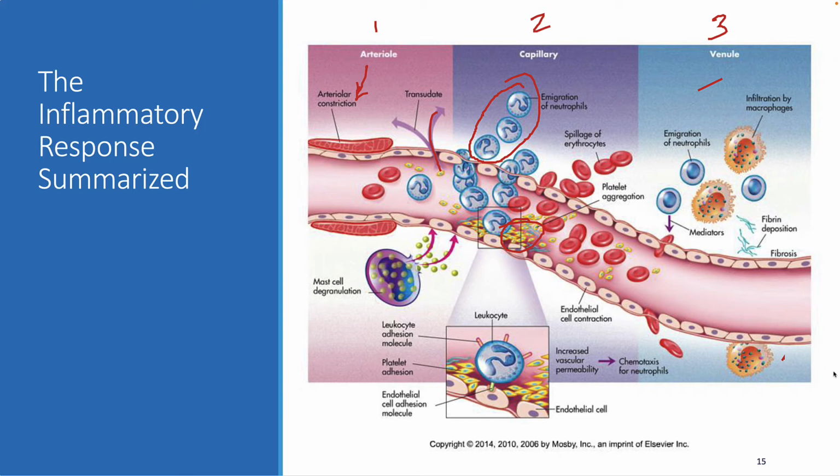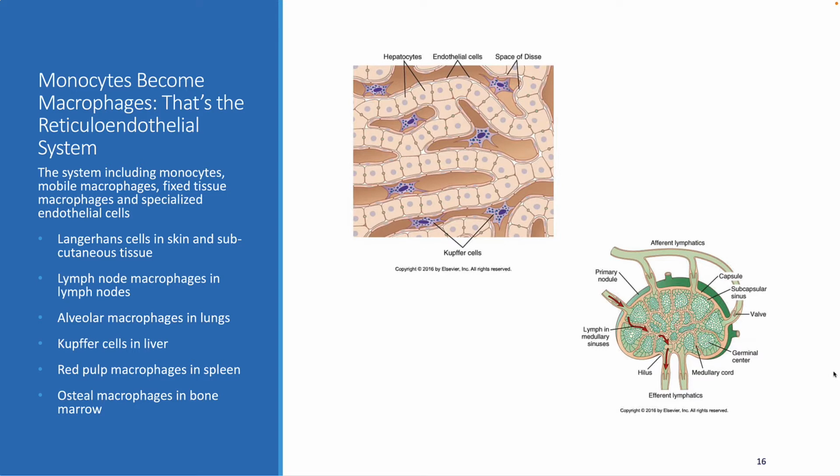Okay? And then as we move into the venous side of things, we have infiltration by the macrophages. We have fibrin deposition, again, to encourage clotting at that site, to limit the extent of the inflammatory response. I like that summary. I hope you do too, because we're going to refer to it every week from now until the end of the semester. So remember that monocytes are macrophages.